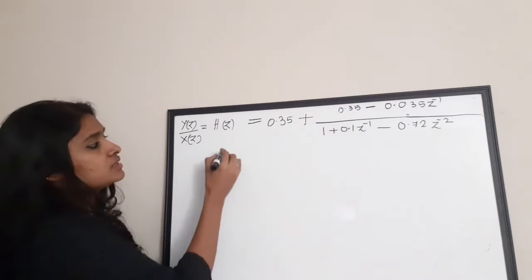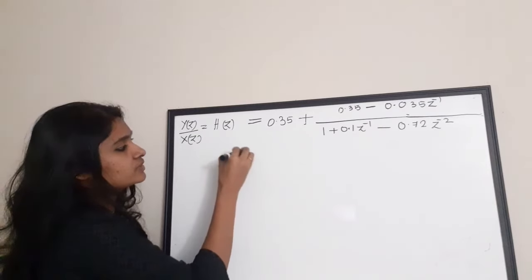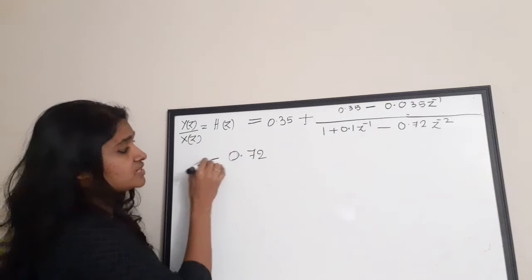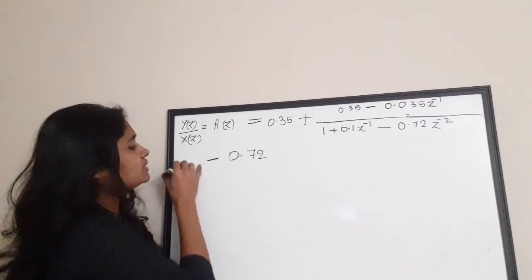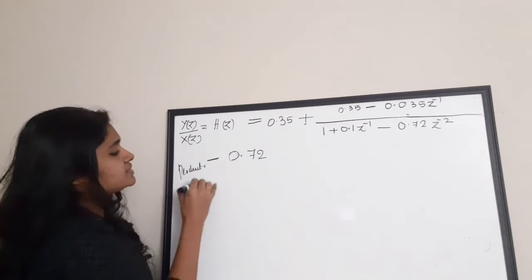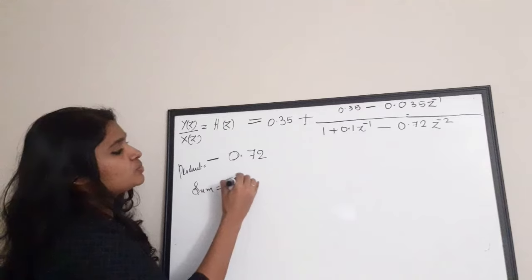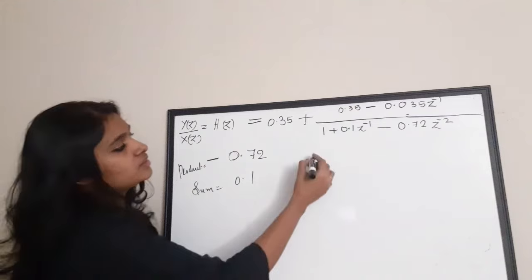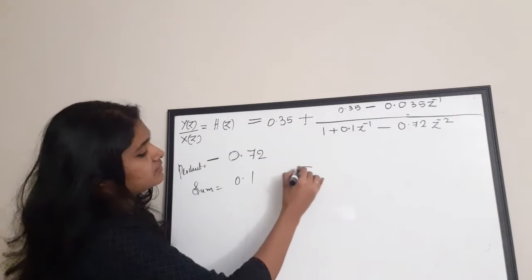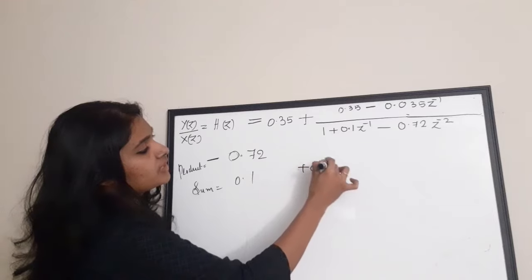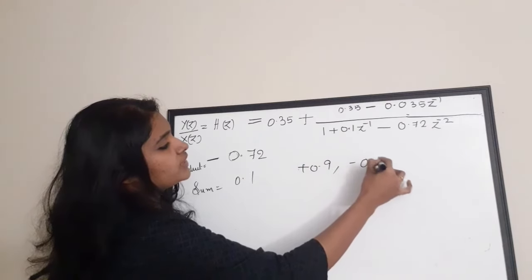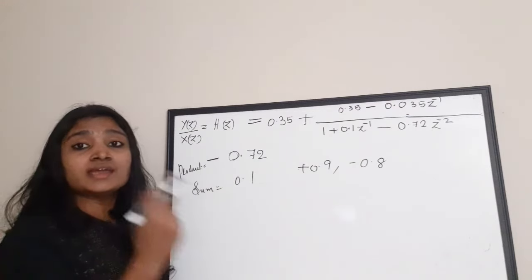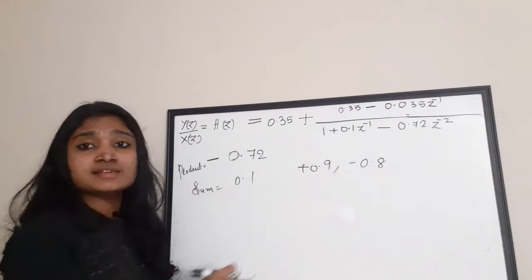The product is minus 0.72 and the sum is 0.1. What are the two numbers? The numbers are plus 0.9 and minus 0.8. Just multiply these two numbers. What is the product of 9 and 8? 9 8s are 72, right?